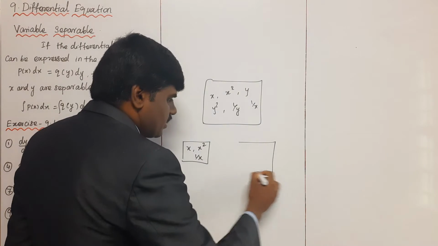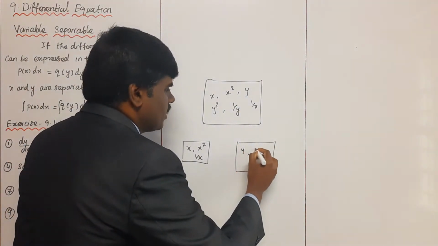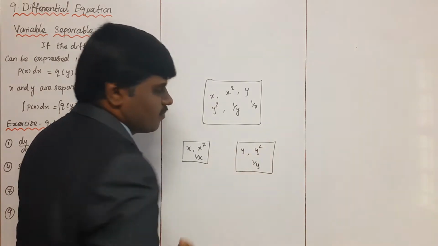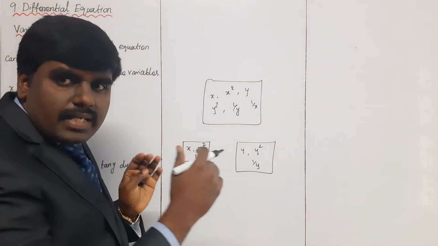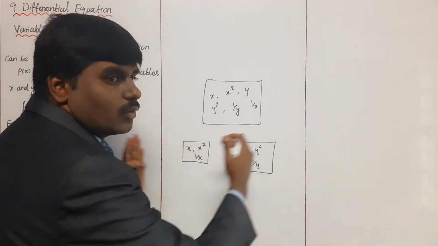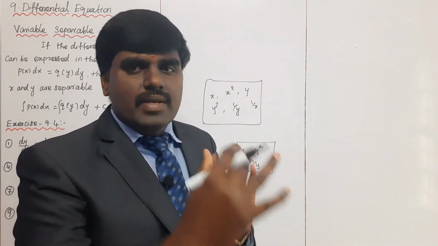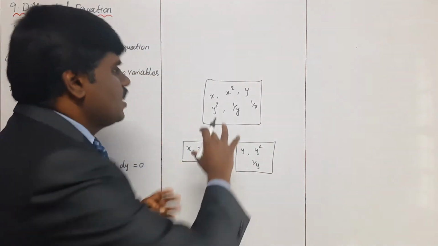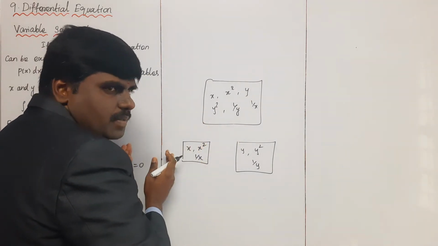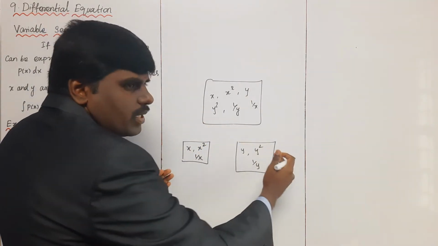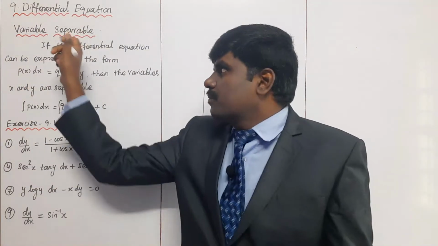Next, I will consider another small box and select the y variable. What's the meaning? Here y, y squared, and 1 by y. In one box all the variables are available, and I will segregate the x terms separately and the y terms separately. That is the meaning of separable. So variable separable means we can separate the variables. I will select the x variable first, then separate the y variable. That is the meaning of the variable separable method.